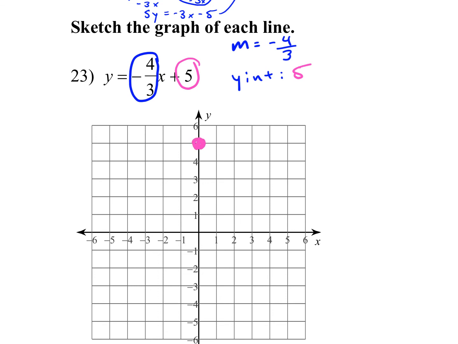Now where do I go? Down 4. 1, 2, 3, 4. To the right 3. Remember, my slope is negative, so my line's going to be decreasing. If I was a person, I'd be walking downhill. So my line has to go this way. If you went down 4 and to the left 3, that would make it an increasing line, and you'd be walking uphill, so that would be positive slope. My slope is negative, so your line has to be decreasing. Any questions?